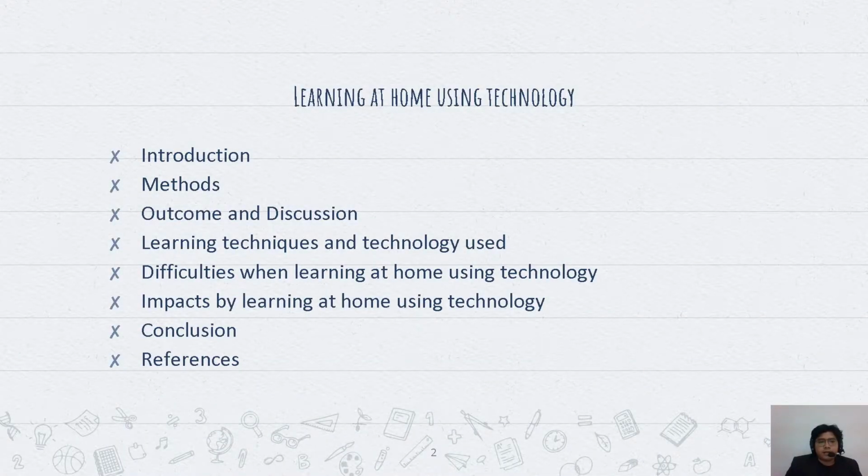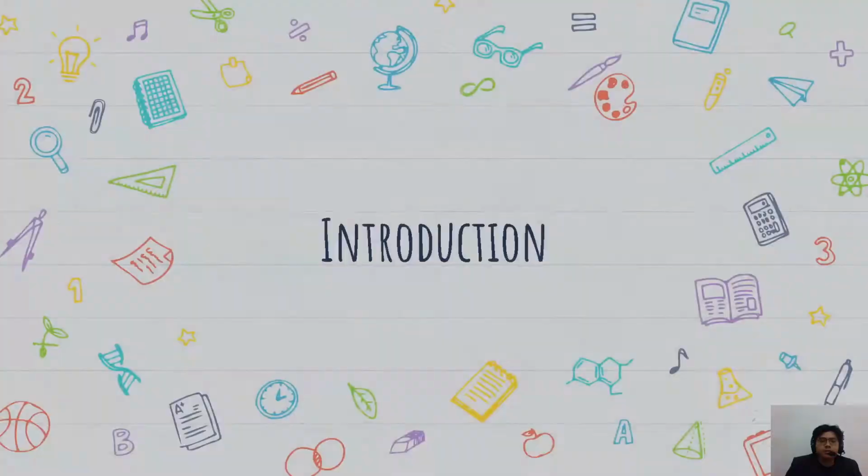This is what will be presented to you: the introduction, methods, outcomes and discussions, and we have three literature review subtopics, which are learning techniques and technology use, difficulties when learning at home using technology, and impacts of learning at home using technology, followed by the conclusion and references.